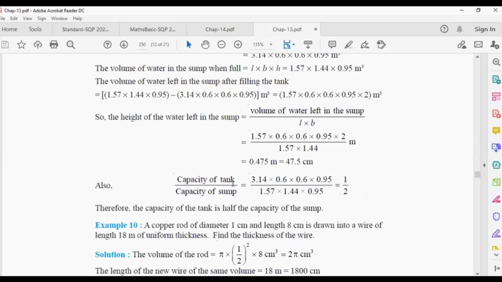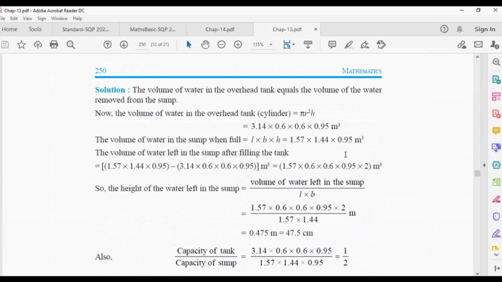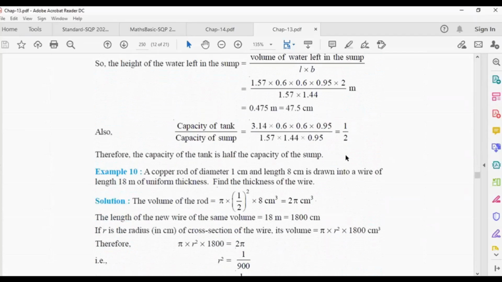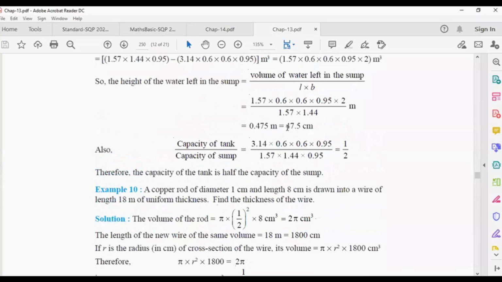The tank volume is half that of the sump. Okay, that's why the height also became half, right? In the beginning, the water level in the sump was full, that is 95 centimeter, and when the tank was filled full, the remaining height of the water level we got was 47.5, that is just half of 95 centimeters. Okay. I hope the answer is clear.